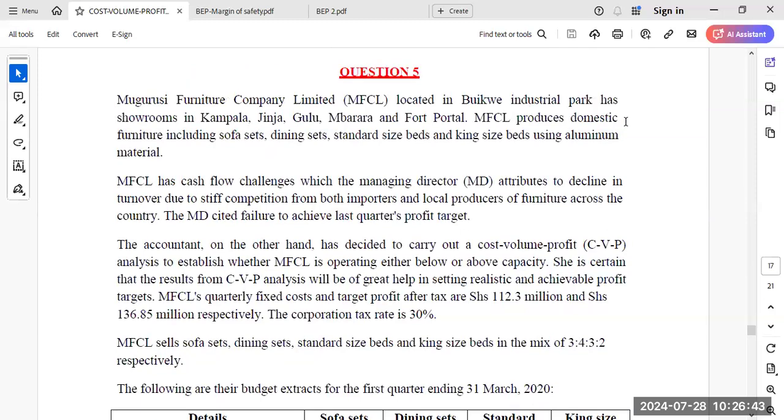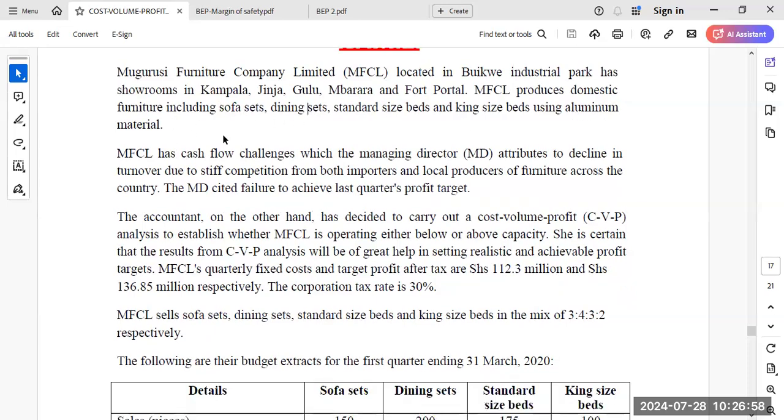Okay, they produce domestic furniture, including sofa sets, dining sets, standard size beds, and king size beds using aluminum material. So now you know the products they are producing, or what they are dealing in. They produce how many products? You have 1, 2, 3, then also 4.